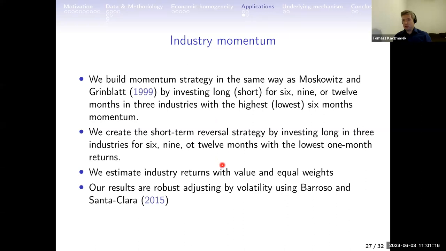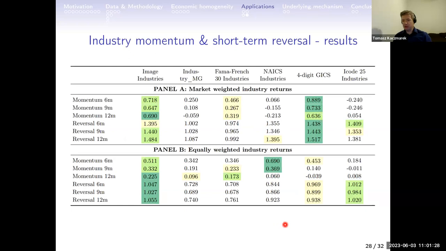We also have some additional checks when we also adjust the volatility using the correction of Barroso and Santa-Clara. And this table demonstrates just Sharpe ratios. So different settings of the strategies, two different weighting techniques. And what we can see is that image industry classification typically outperforms others, especially with the equally weighted returns.